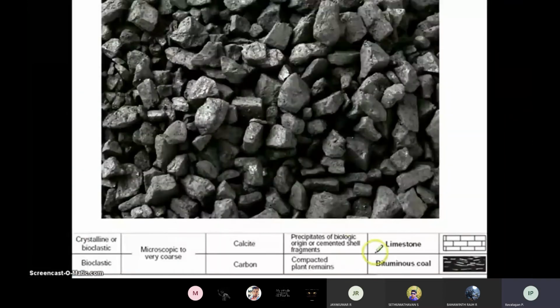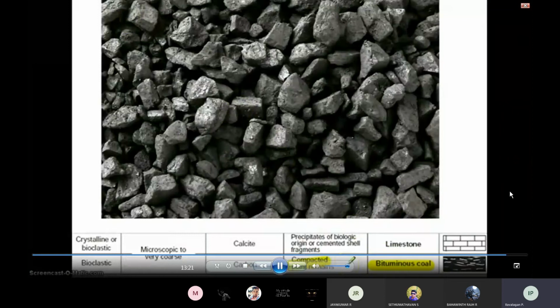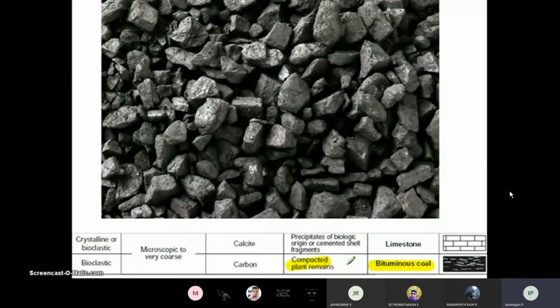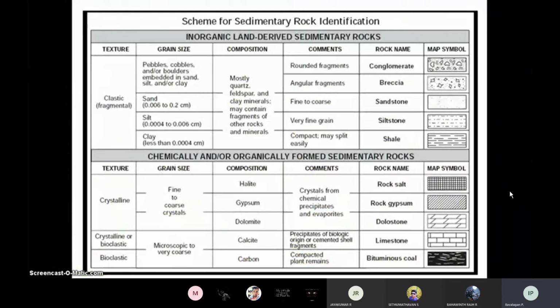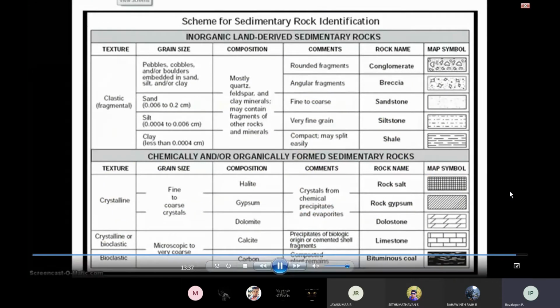And then the final rock on here is bituminous coal, which is basically formed from dead plant remains, which have been compacted over millions and millions of years. So much pressure has basically turned the plants into coal. So again, it has a bioclastic texture. So those are all of your sedimentary rocks. We'll spend the next couple of days looking at them. You're going to be making observations.